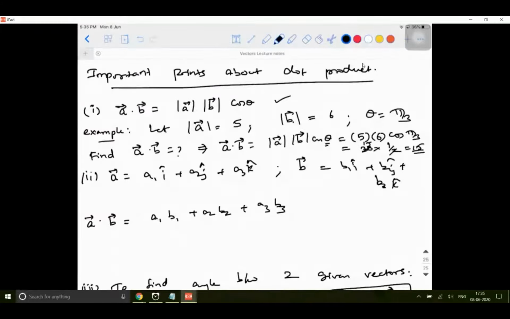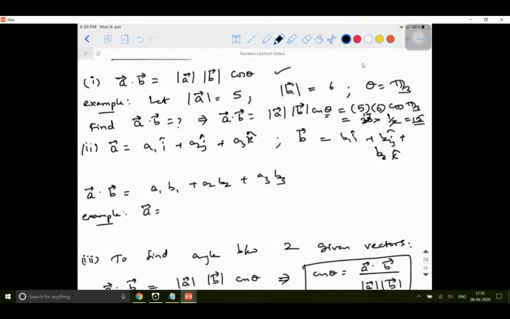Similarly, for an example of this problem, A vector is equal to this, you have already done. And B vector is 5i cap plus 6j cap plus 7k cap. If I ask you what is A vector dot B vector, what are you going to do?